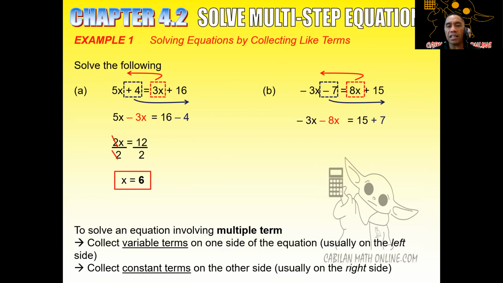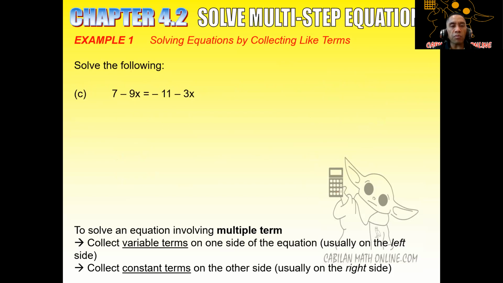Negative 3x minus 8x gives me negative 11x. 15 plus 7 gives me 22. Okay, divide both sides by the coefficient here of negative 11 because that's the number that's attached to the x. And this will give us a final answer here of x is equal to negative 2. So as you can see here, these two questions, exact same steps. The only obvious difference here are the numbers and the final answers.